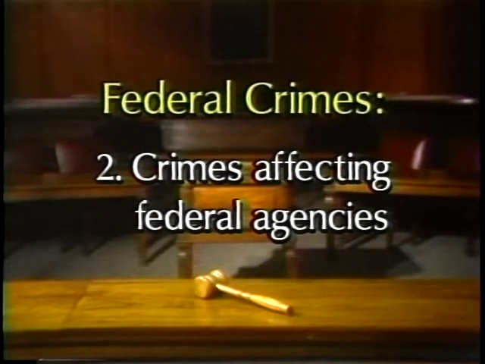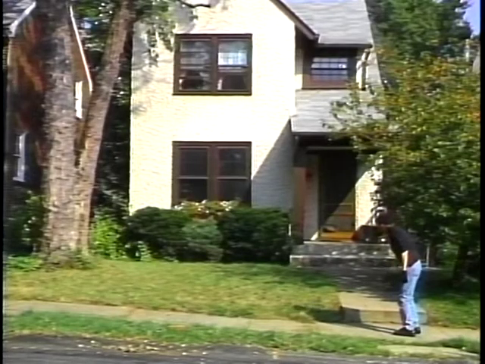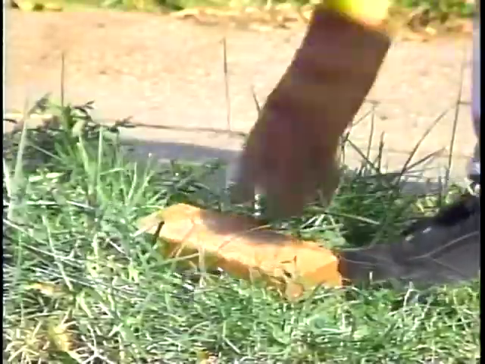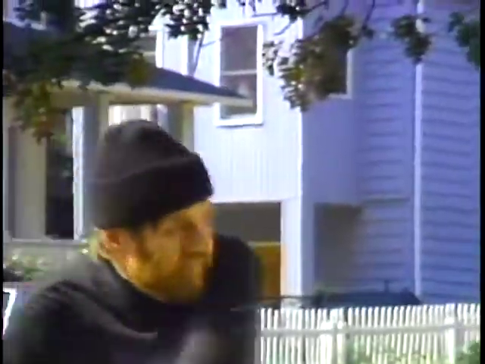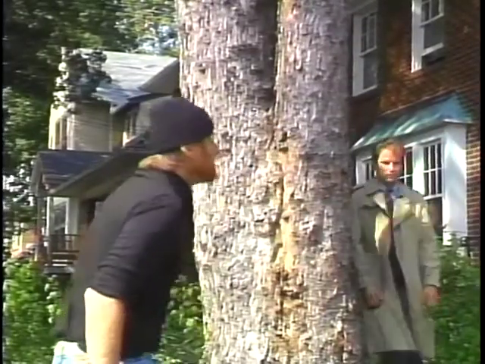A second type of crime which qualifies as a federal offense is that which affects an agency of the United States government, such as the Post Office or the Internal Revenue Service. For example, let's consider the crime of destruction of property. Ordinarily, a person who intentionally destroys someone else's property would be prosecuted in state court.